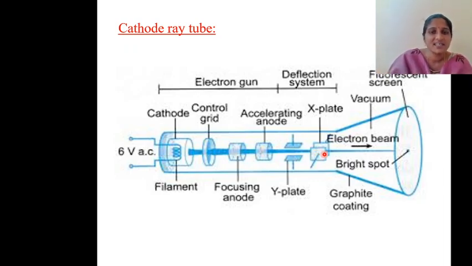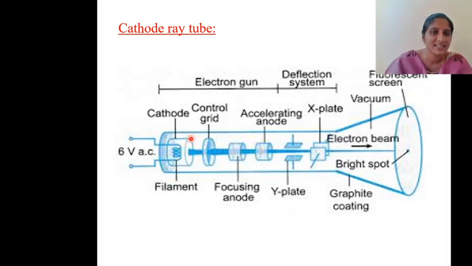And next finally, whatever signal you got, the electron beam, is fed to the phosphor screen. This fluorescent screen will convert the electrical signal into the light signal, so that the light signal is displayed on the screen as a waveform. Okay. So this is about the cathode ray tube.